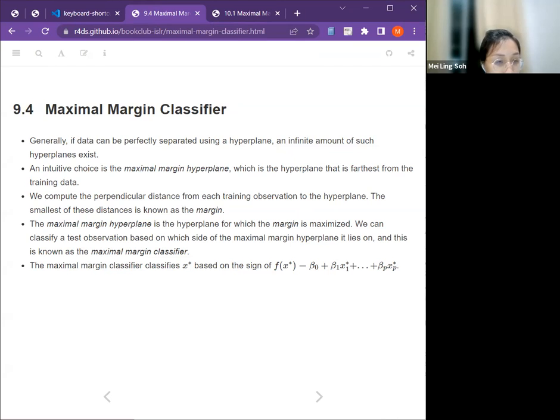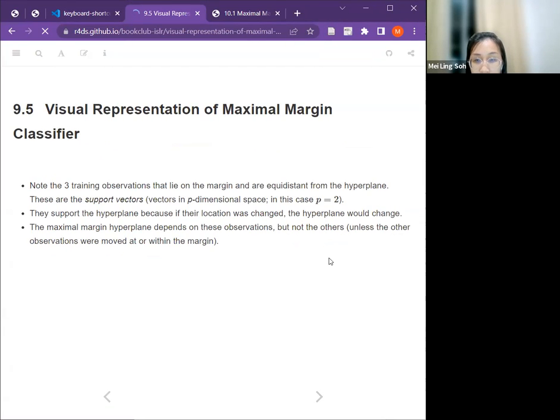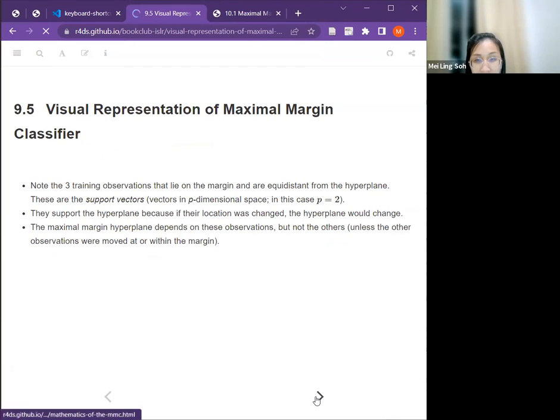Okay, what else did I miss? Wait, I forgot the diagram.